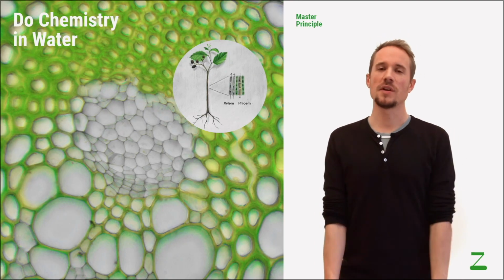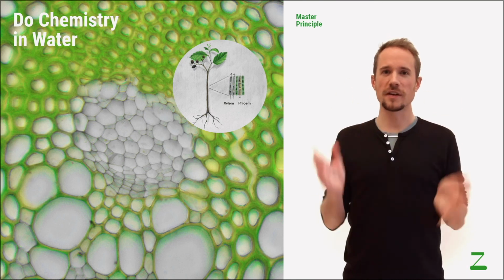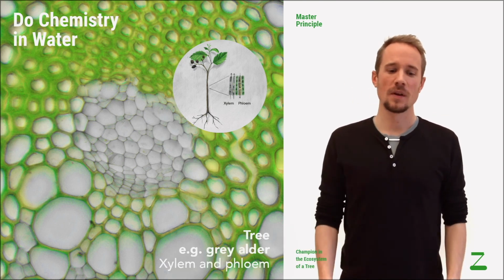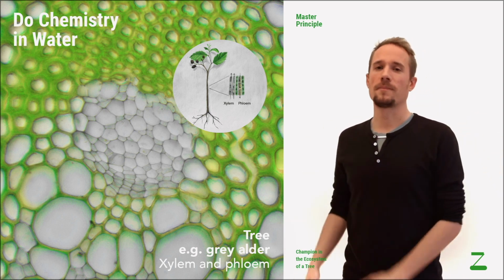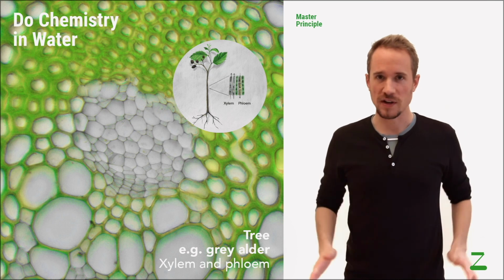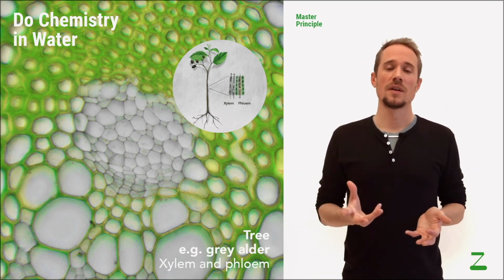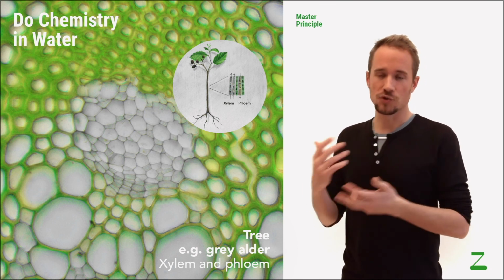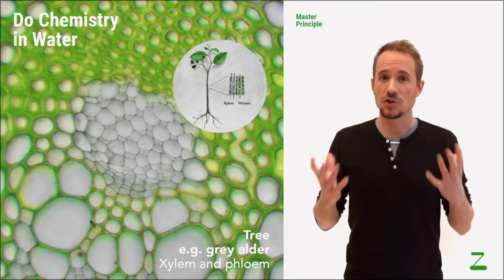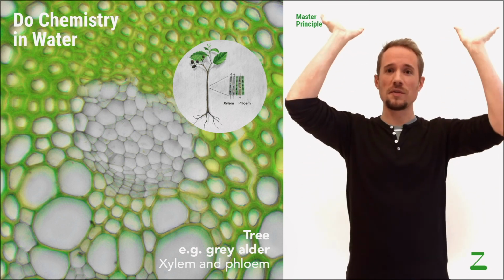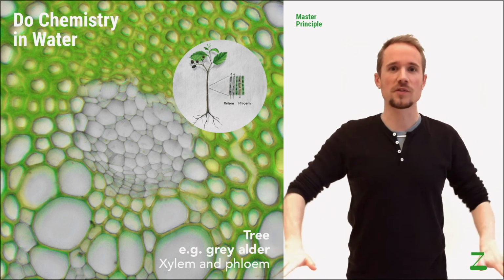Do chemistry in water. Our example, of course, again, is the tree and the xylem and phloem. How is water transported in a tree? How is water used as a solvent? It doesn't matter if it's about nutrients. The tree needs nutrients from the soil, and the tree creates sugar in photosynthesis, which it needs to transport into all of its body.